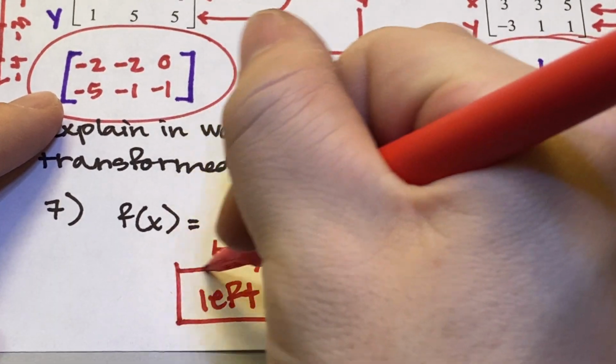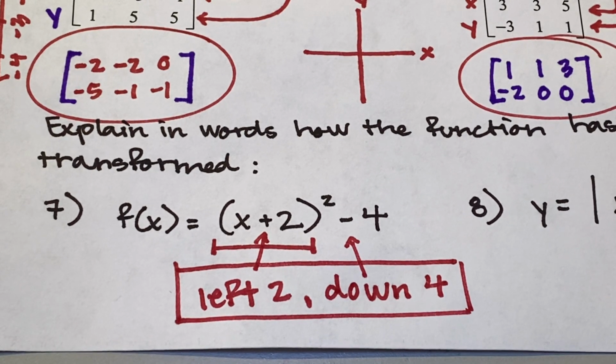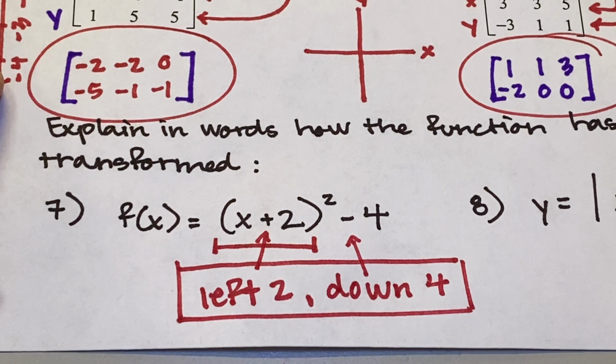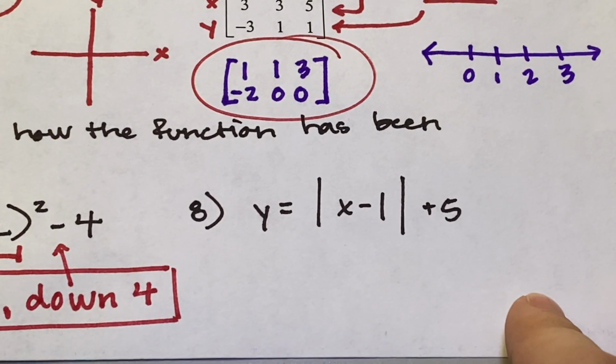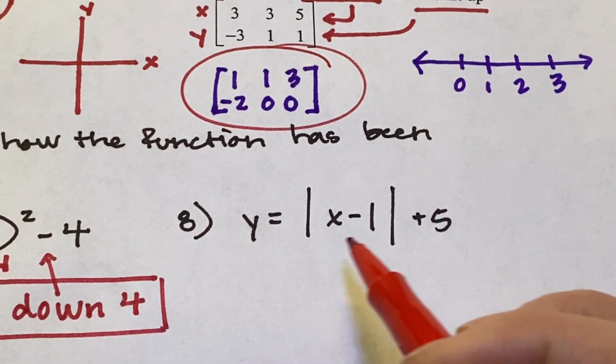Okay, and there we go. That's all we have to do for 7 and 8. Identify how it's being moved in words. Did you put those questions in yourself? Yes, I did. Okay, now, absolute value.